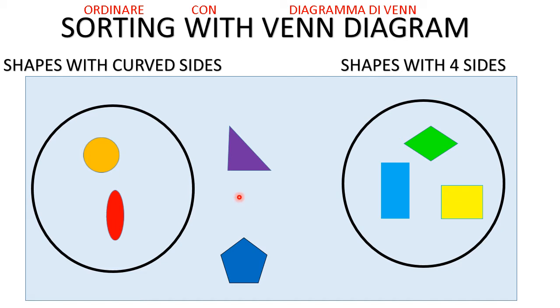So, shapes with curved sides, the circle and the oval. Shapes with four sides, the diamond and the two rectangles. And the shapes that stay outside the groups, the triangle and the pentagon.